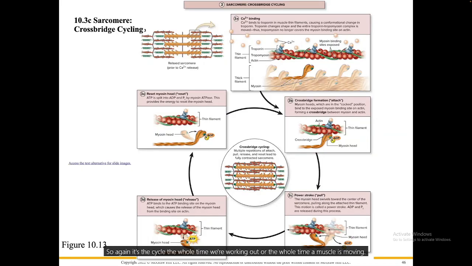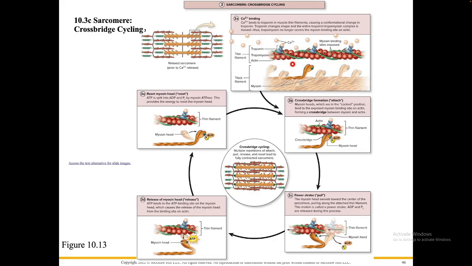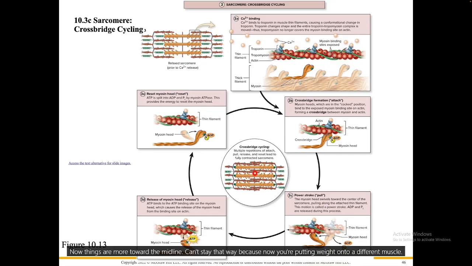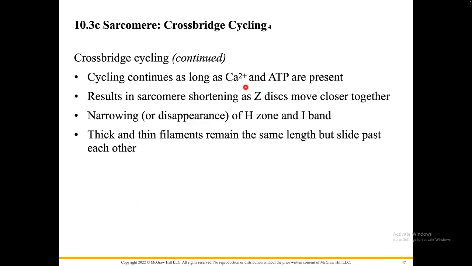So again, it's the cycle. The whole time we're working out, or the whole time a muscle is moving, every time you take a step, calcium comes in. Calcium binds to the troponin. Then we get a cross bridge. Thick grabs thin, and power stroke pulls it in. Now things are more toward the midline. Can't stay that way because now you're putting weight onto a different muscle. You're going to keep on walking. So we got to let go. We release. Thick lets go of thin. And thick, or the myosin head, resets. This continues as long as there's calcium and ATP present to kind of fuel the process.